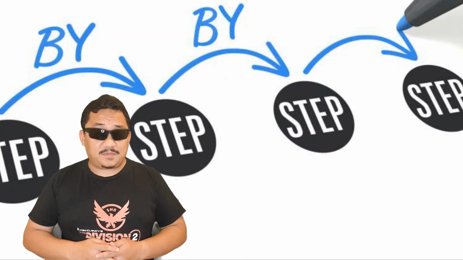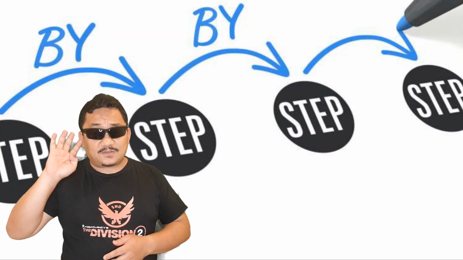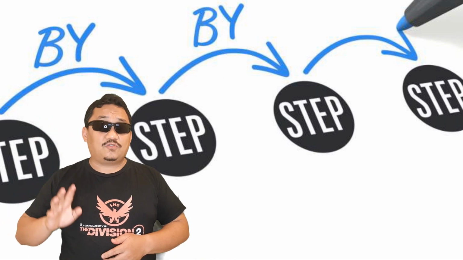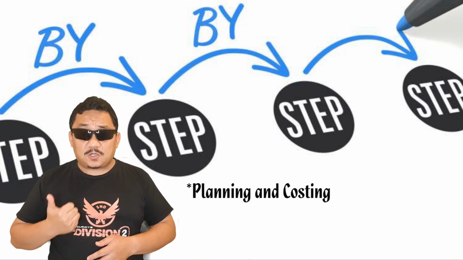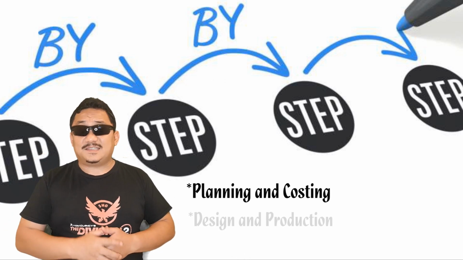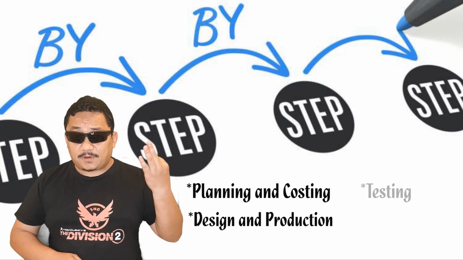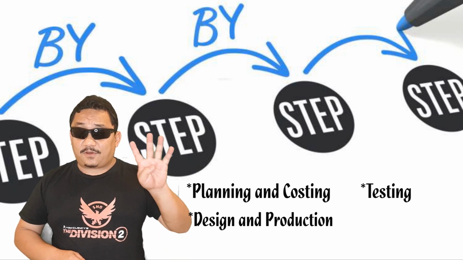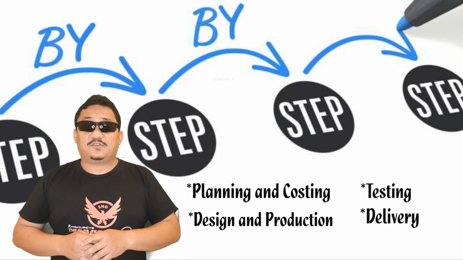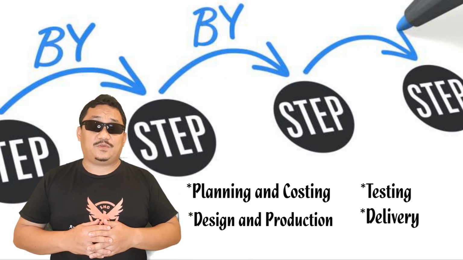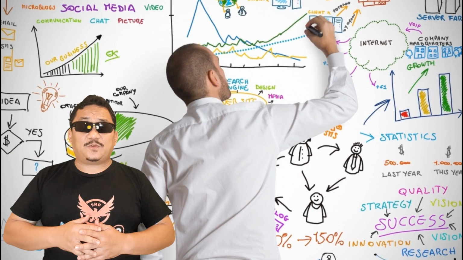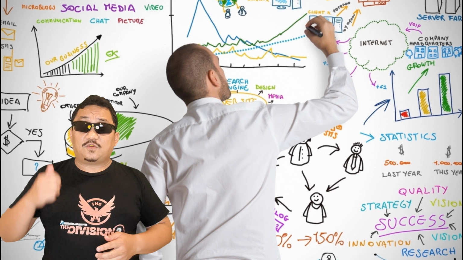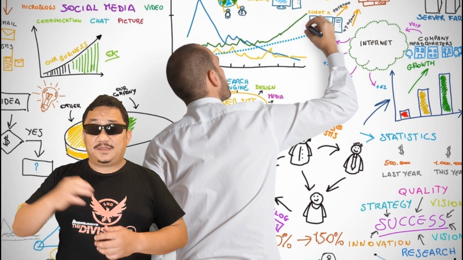There are 4 stages that will be gone through by the multimedia team. The first one is planning and costing. The second one is design and production. The third one is testing, and the fourth one is delivery. So what is stage number 1, which is planning and costing? What will happen in this stage?